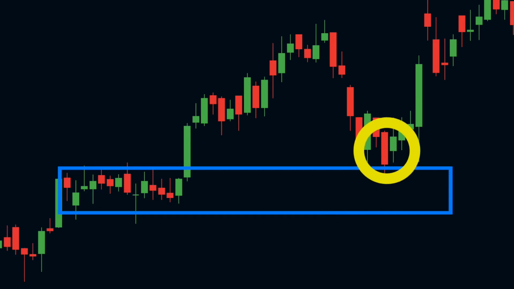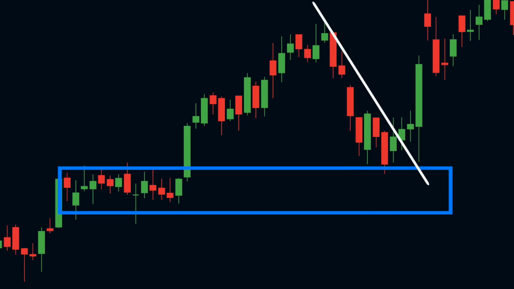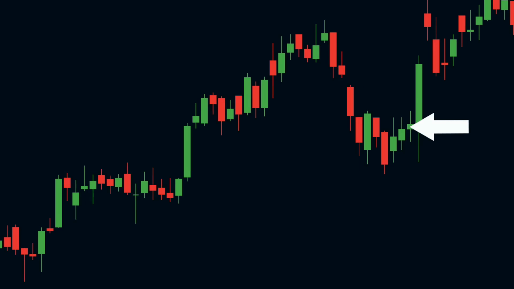Here we see that the price makes a pullback up to the value area. We now expect the price to find support and move up. We can create a short-term trend line and wait for its break to enter. On this candle, the price breaks the trend line and we enter a buy trade. And as you can see, the price makes a strong up move after our entry. So this is how you should trade value zones.